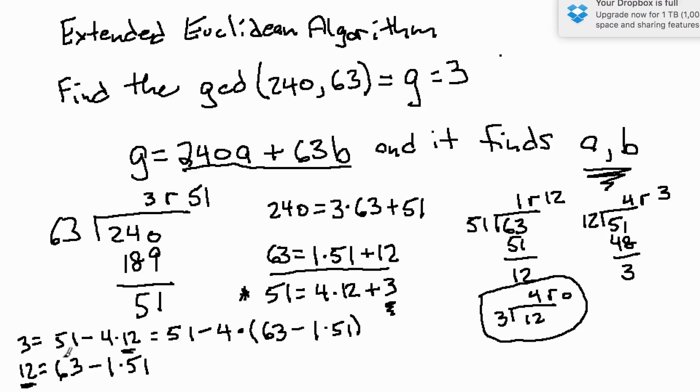Okay, and let's do a little simplification here. So that tells me that 3 is equal to 51 minus 4 times 63, and then plus 4 times 51. So that says to me that 3, I've got a 51 here, and I've got 4 51s here. That's 5 times 51 minus 4 times 63.